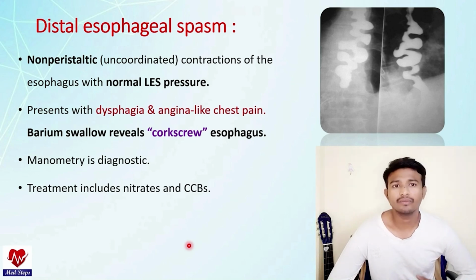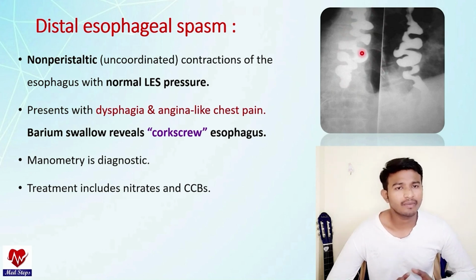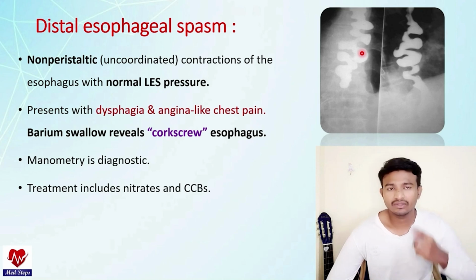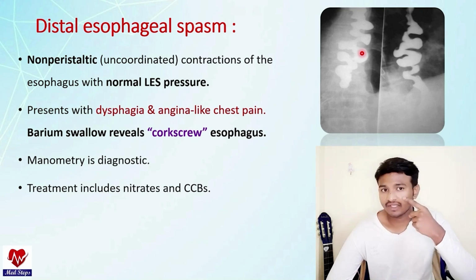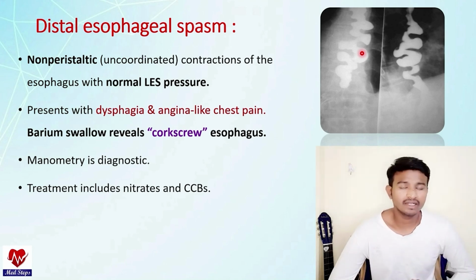For imaging, if you give barium to swallow, the patient's esophagus looks like a corkscrew. If you see an image like a corkscrew, we can see it here. And for a complete diagnosis, we can do manometry. Manometry means they insert a catheter through the nasal cavity into your esophagus.